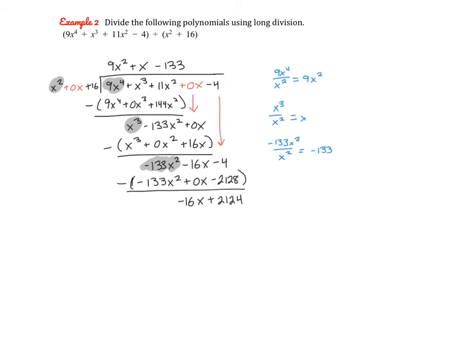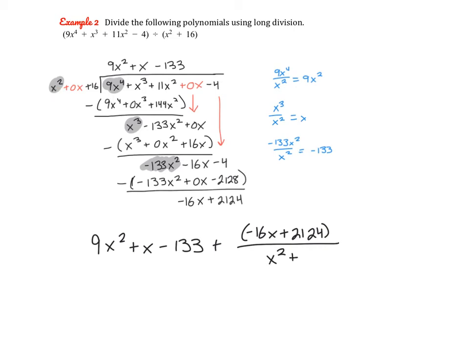So again, one way to write your answer, of course this polynomial on top is our answer, 9x squared plus x minus 133 plus our remainder. So we do whatever this is. So negative 16x plus 2,124 over whatever we divided by, and you no longer need that placeholder for your answer. Notice if this part of your answer is negative, just leave the negative up top. I'm always going to add my remainder. So this is one way we can write our answer.